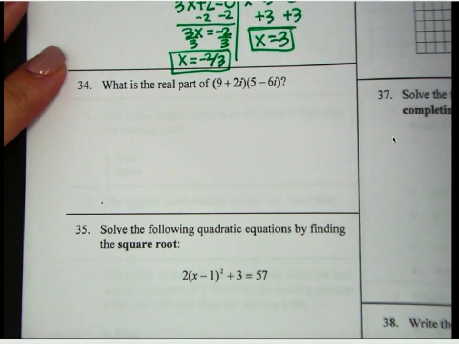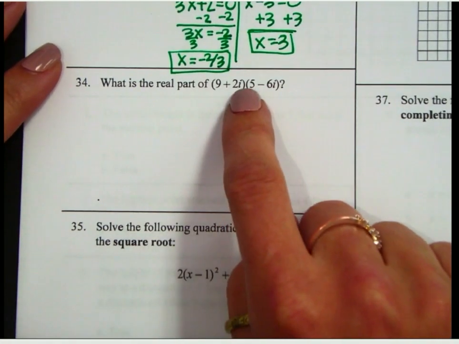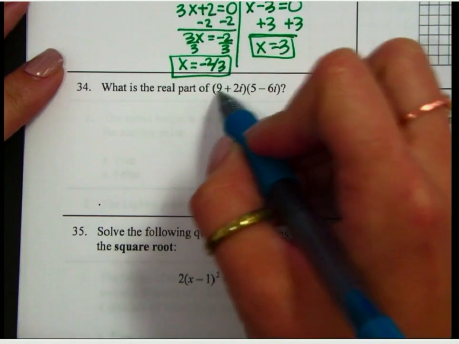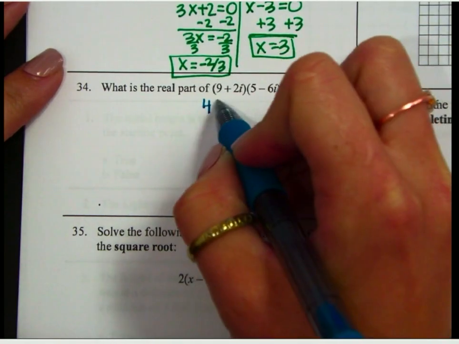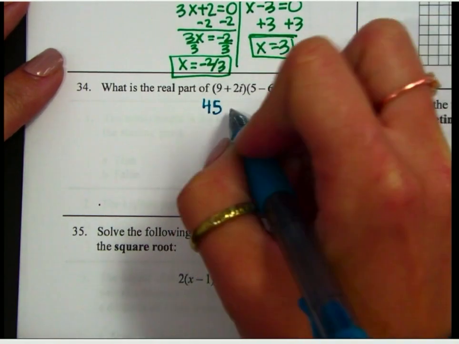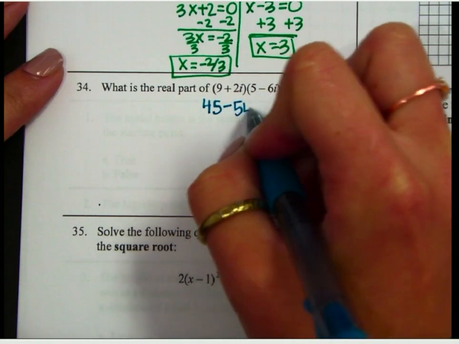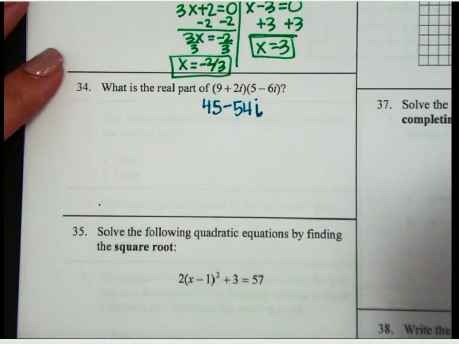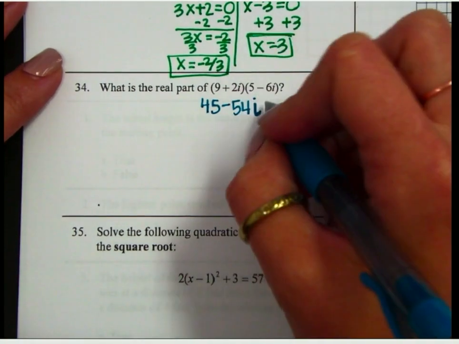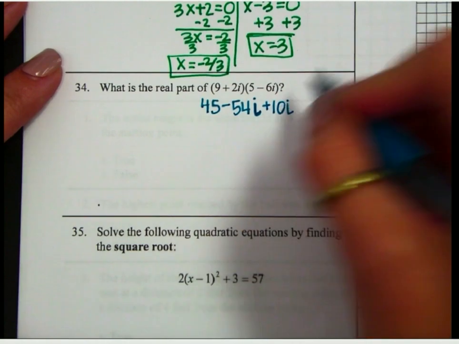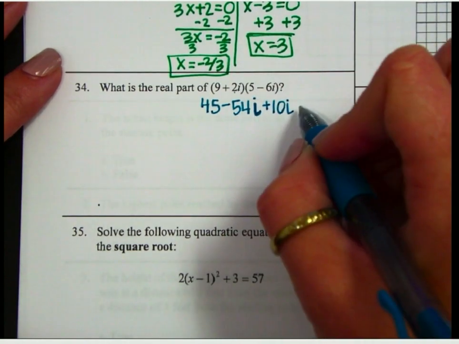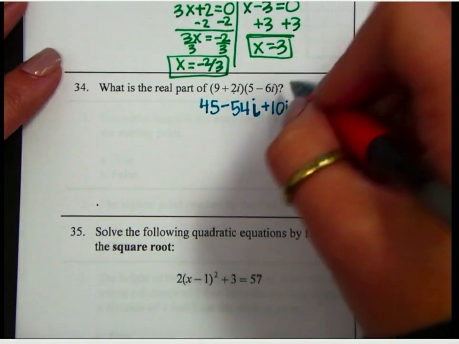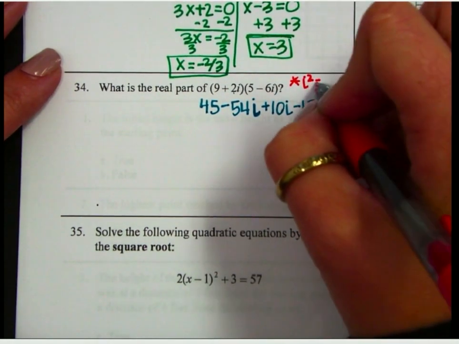So negative 2/3 is a real part of this. So we want to know that when we have the parentheses here next to each other, we're going to be multiplying. So 9 times 5 is 45. 9 times negative 6i is negative 54i. 2i times 5 is 10i. And then 2i times negative 6i is negative 12i squared. So we have to remember that i squared is equal to negative 1.